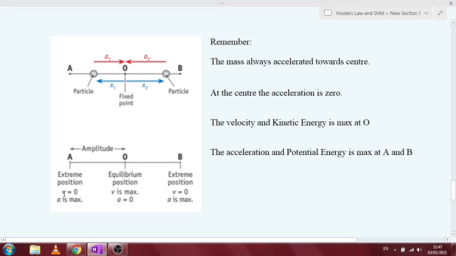So again, we've got the summary here. B is 0, A is max. B is max, A is 0. B is 0, A is max. And acceleration is always directed towards the center, and that's your restoring force that will accelerate it back towards the middle.